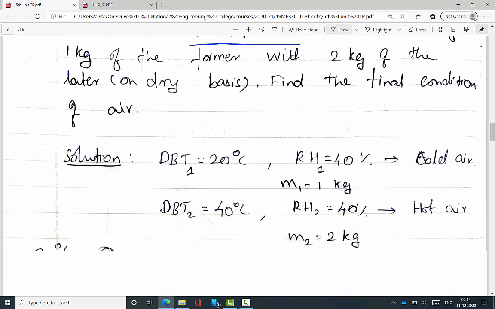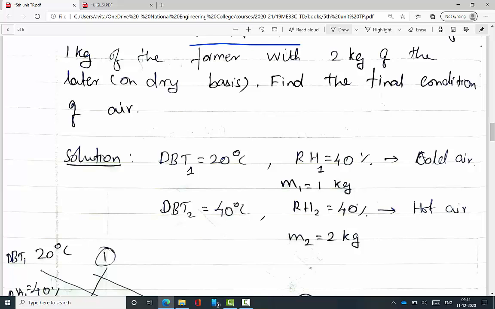DBT1 is 20 degrees Celsius and relative humidity 1 is 40%. This is the primary air. It is nothing but cold air because the temperature is lower. Then the mass is equal to 1 kg. Then the secondary air is 40 degrees Celsius and relative humidity 40%, called hot air. In both cases the relative humidity is not changed, so both are the same. Only the temperature is very different between those two types of air. Then the mass is equal to 2 kg. This is the given data from the question.